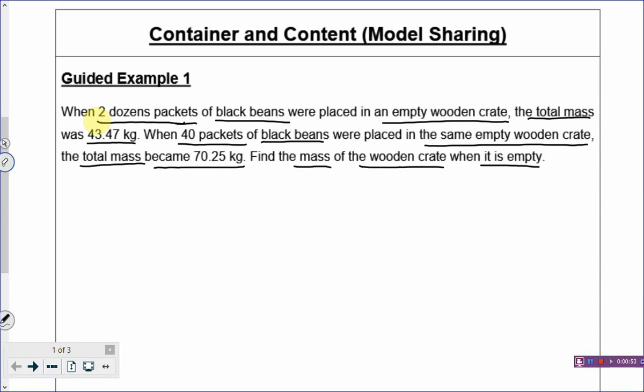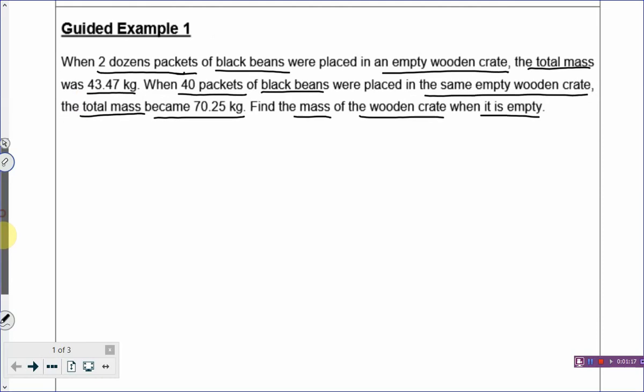Okay, so how do we draw out this problem? First of all, you need to highlight and read to understand the problem more clearly. You can see that this problem is referring to a wooden crate, and inside the wooden crate, you are going to put some packets of black beans. So we are going to draw a model that is shared by the wooden crate and the packets of black beans. This is how we do model sharing.